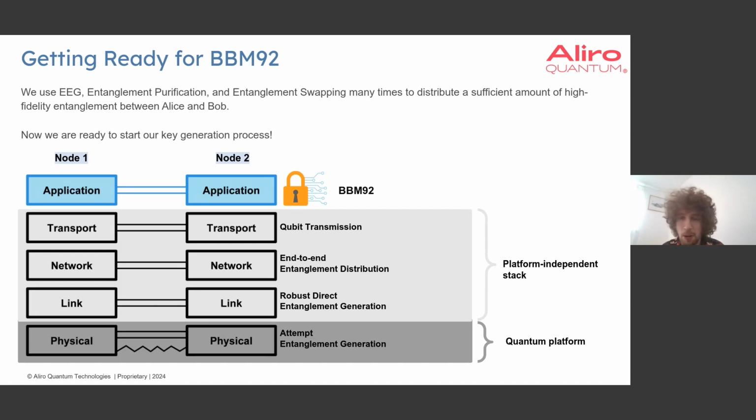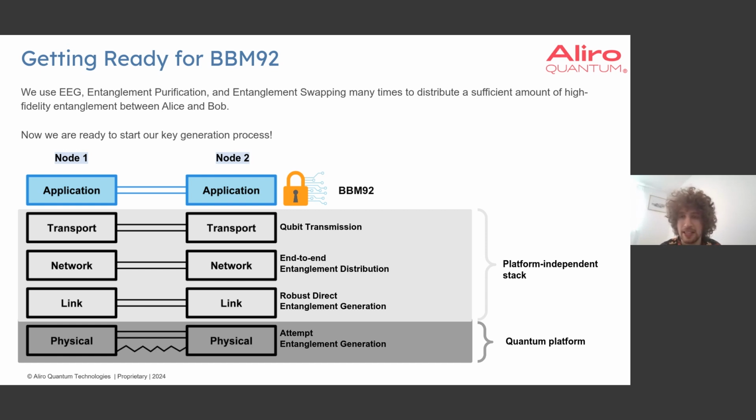We carry out, with appropriate choices of hardware and software, our three protocols of EEG, entanglement purification, and entanglement swapping, as we did in our 5-node example. We do this many times to distribute a sufficient amount of high-fidelity entanglement between Alice and Bob. Once we've done that, we are ready to start our key generation process.